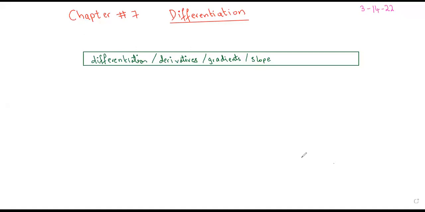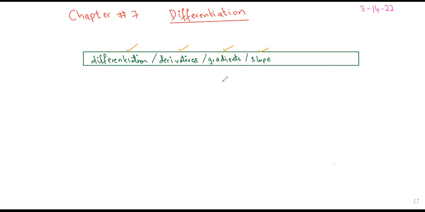Okay, so today we will start chapter number seven, that is the most important chapter, that is differentiation. Let's understand what differentiation is. Once we are clear with the concept, once we know what exactly differentiation means, then we'll see how to do that. But before that, I'm not going to talk about how to do it. It's important to understand the concept. First thing is that differentiation, derivatives, gradients, slope, all these are the same thing.